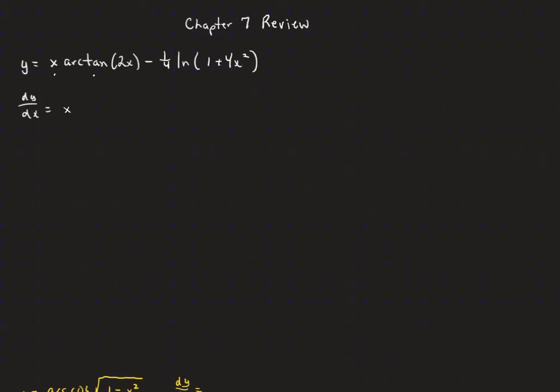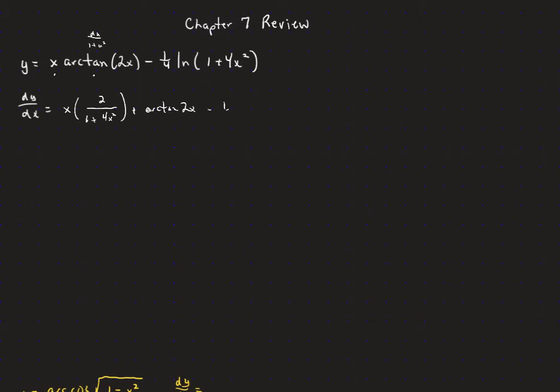So there's the first times the derivative of the second, which is, remember, the derivative of an arctangent is du over 1 plus u squared. So du is the 2, and then we're going to get 1 plus the quantity 2x squared, plus the second, which is arctangent of 2x times the derivative of x, which is 1. Then we move on to the second one.